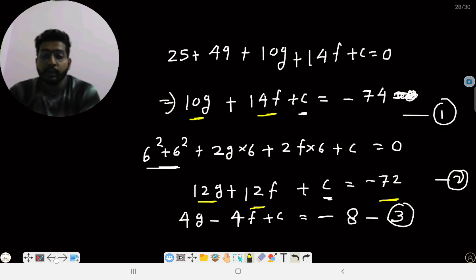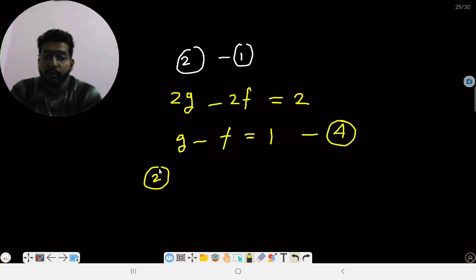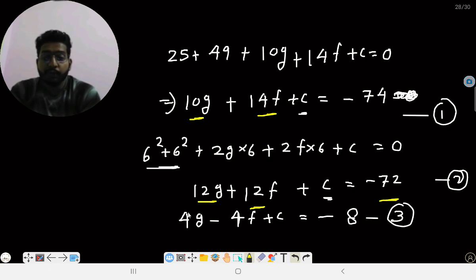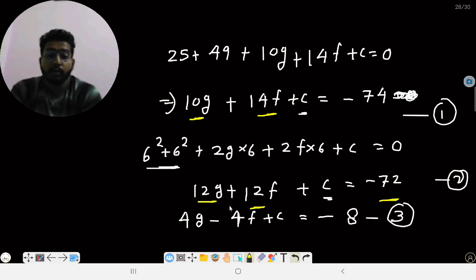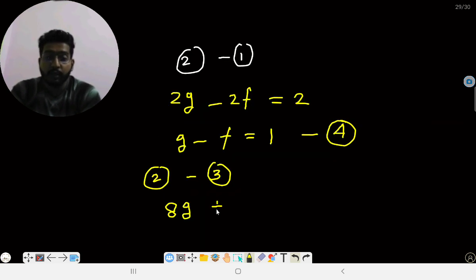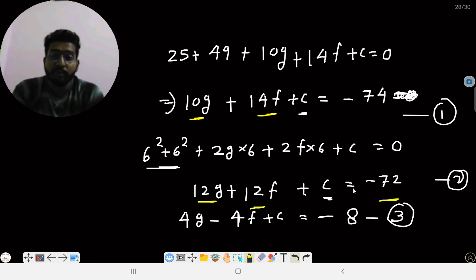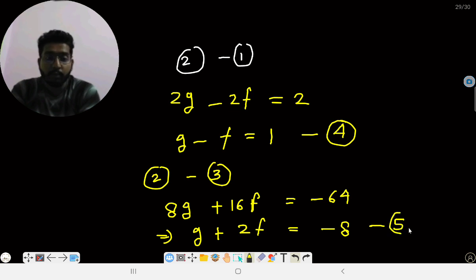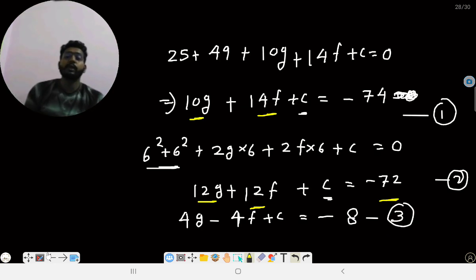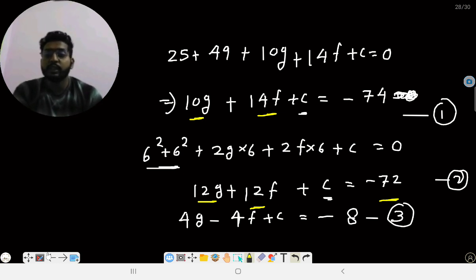Then next one again, 2 minus 3, because you can see 12g, 4g is there, so do 2 minus 3. You can do 3 minus 2 also, same thing. 12 minus 4, that will be 8g. Done. Now next one is 12 minus of minus 4, that means plus 4, that means 16f. And c will be cancelled out, so minus 72 minus of minus, that means plus, minus 72 plus 8, what will be the value? 64, so that will be minus 64 equals to 0. Again, if I cancel out by 8, that will be g plus 2f equals to minus 8, equation number 5. So by this, first we have to eliminate one of the variables g, f or c, any one variable.